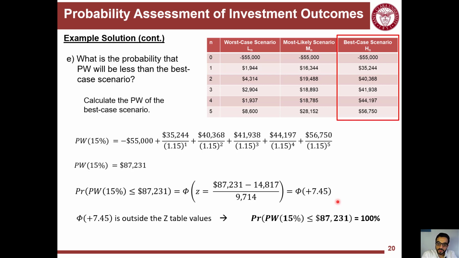The best case scenario ends up with a similar conclusion. You calculate the present worth first of that best case scenario. It ends up being a pretty big positive value, and then you use this value to calculate its normalized z value, which is positive 7.45. That's on the other side of the bell curve. It's very large, beyond the positive 3 limit that we see in the table. So the probability that you will be less than that value is almost the area under the whole curve, so that's 100%.